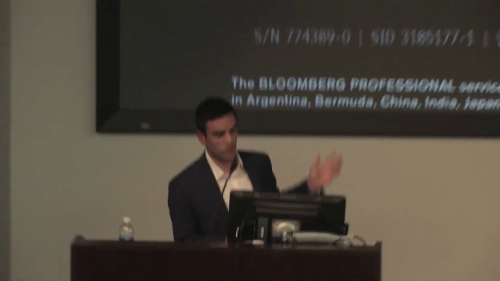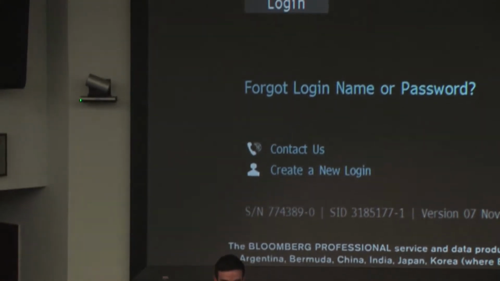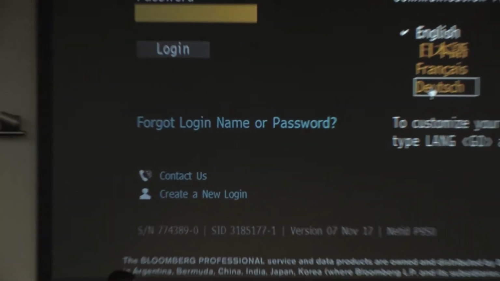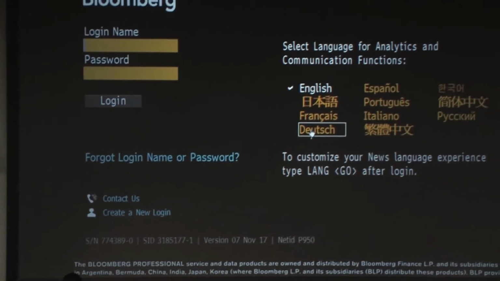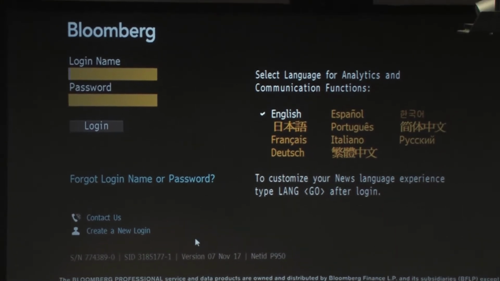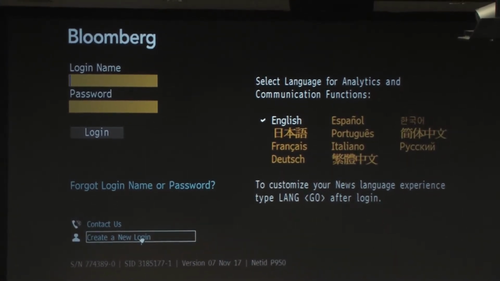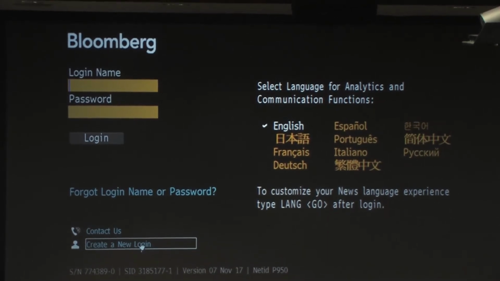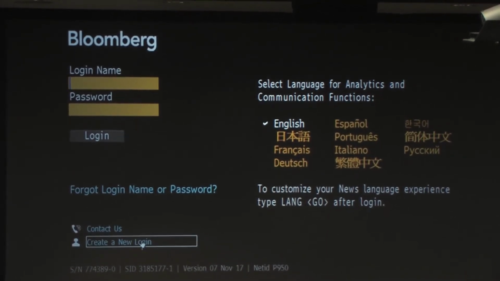So when you log into the terminal, you get to this screen here. If you've never used Bloomberg before, you'll have to create an account for the first time. I've already created an account, but you'd go down here to create a login. You just fill in some basic information, and they send you a verification code. It takes like 5 minutes. It's nothing difficult. So once you have your Bloomberg account, you would log in. So I'm going to log in now.